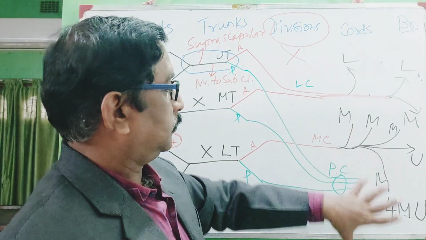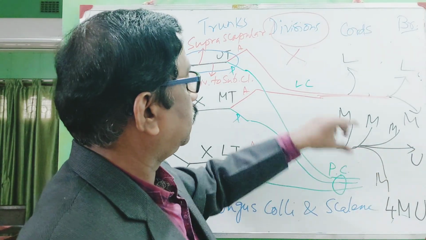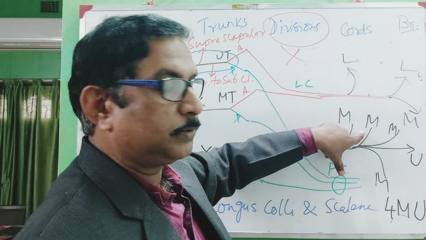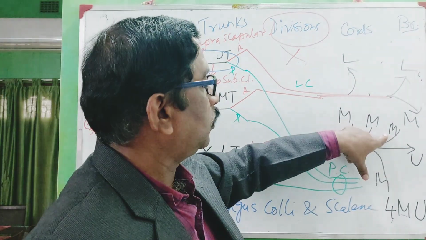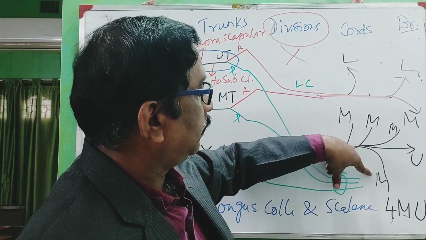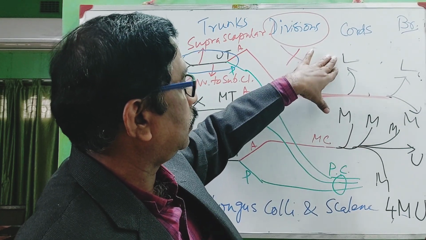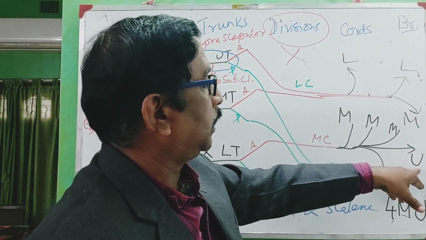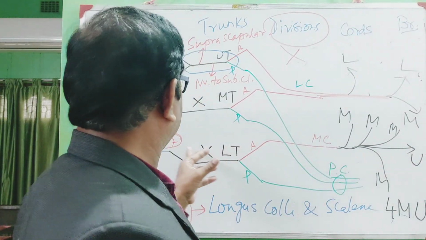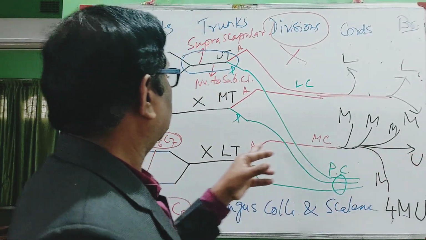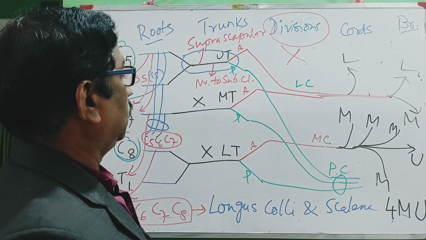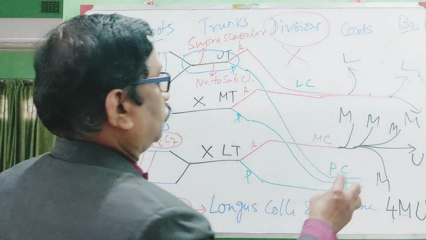Now, just revision: medial cutaneous nerve of the arm, medial cutaneous nerve of the forearm, medial root of the median nerve, medial pectoral nerve, lateral pectoral from lateral cord, medial pectoral from medial cord. Then ulnar nerve. It is a continuation of this one from the medial cord, ulnar nerve. Then we will come to the posterior cord.